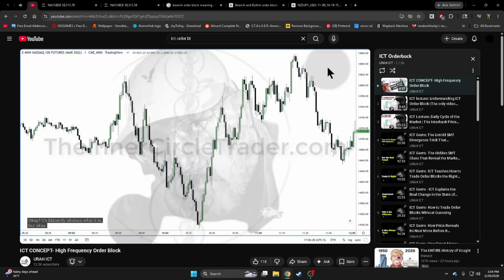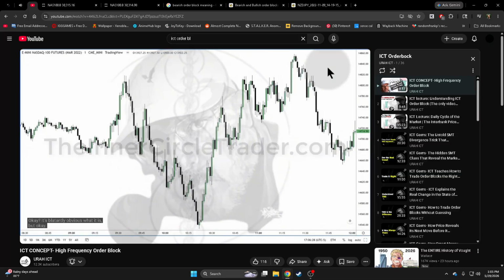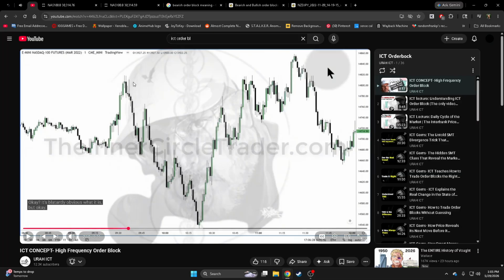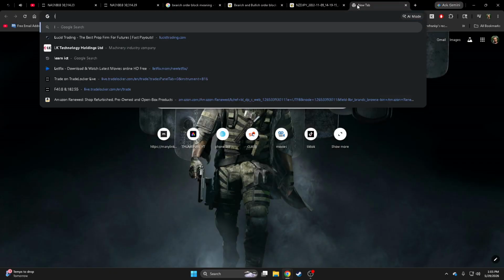I was reading out my notes earlier, now I see what I'm talking about. But what role do the order blocks play in this? The order blocks play the pullback. So, okay, this trend came and hit a liquidity void, if you don't know what that is.